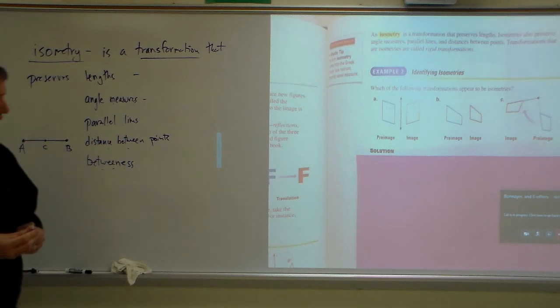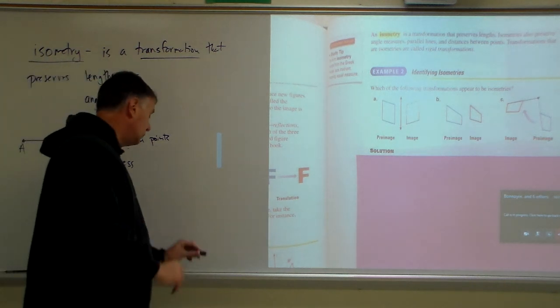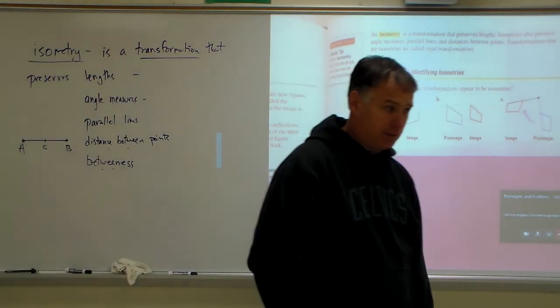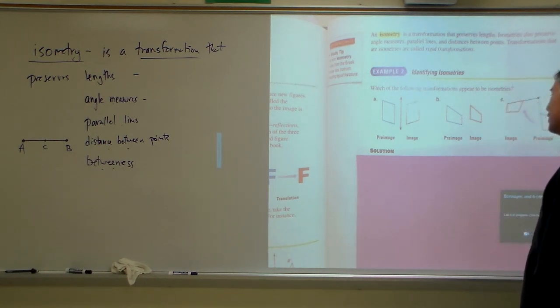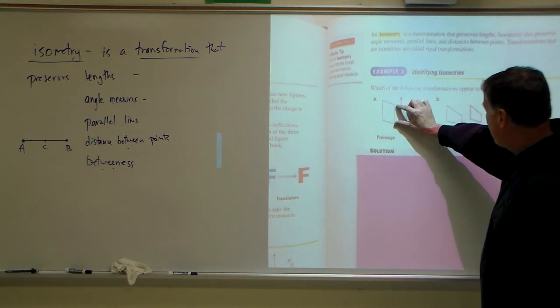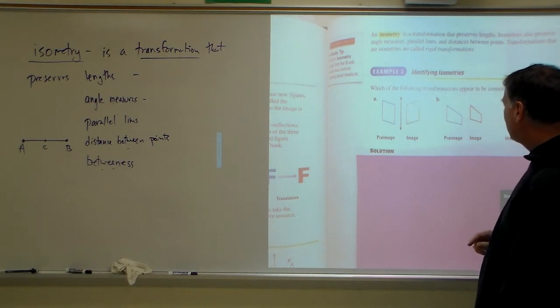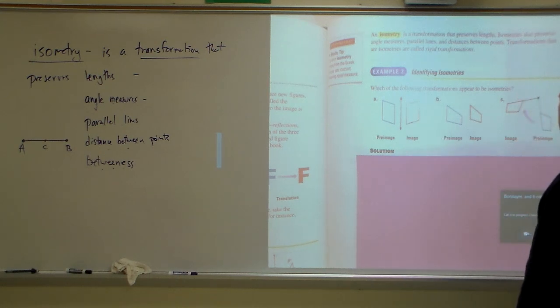Okay? So this next part says, which of the following transformations appear to be isometries? So we look and we say, geez, does that look like it's the same? Do they look like they're congruent? What do you guys think about letter A? When I look at that, pre-image, image, kind of looks the same. Looks like it's a reflection, okay? That is about the same as that, okay? I would say that those are congruent.